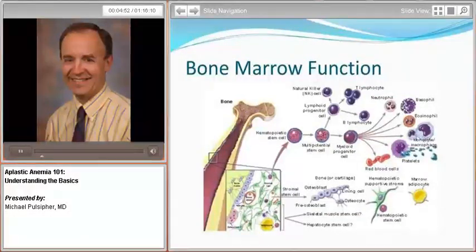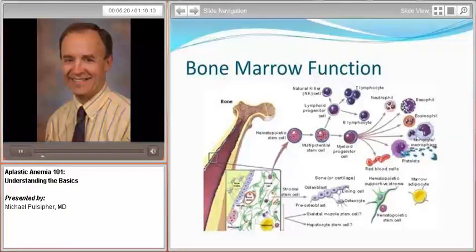Now, what are the most important things that occur? The next slide here illustrates the bone marrow, where it is located inside of the bones. That bone marrow is in a microenvironment, or a place where it's manufacturing key cells that keep you alive and keep you healthy. I'm going to point out a couple of specific cells on the right side of this particular illustration.